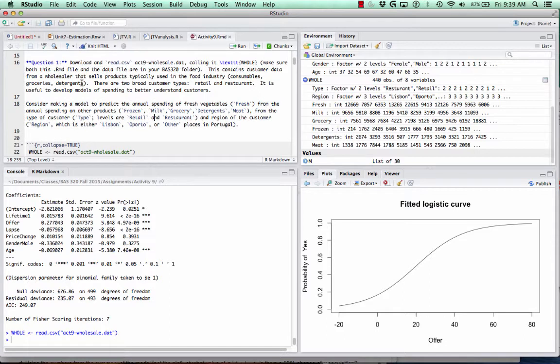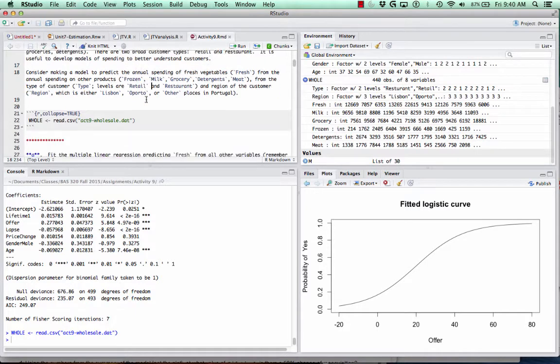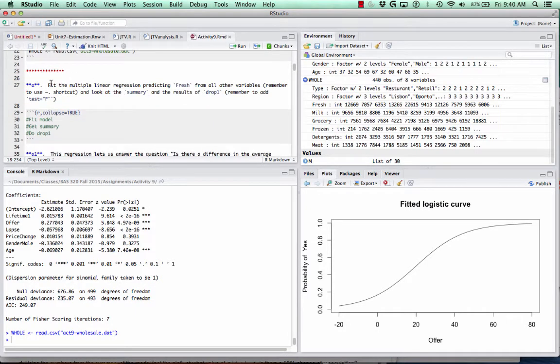All right, so our task is to predict the annual spending of fresh vegetables, basically the numbers in the fresh column here, from the annual spending on these other products, and also the type of customer and region type, so we can better understand the relationships between the types of products that customers are buying. Let's start out by fitting the multiple regression model predicting fresh from all the other variables. We won't include any interactions yet.